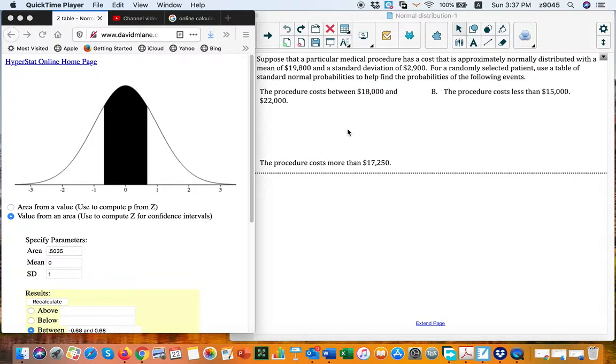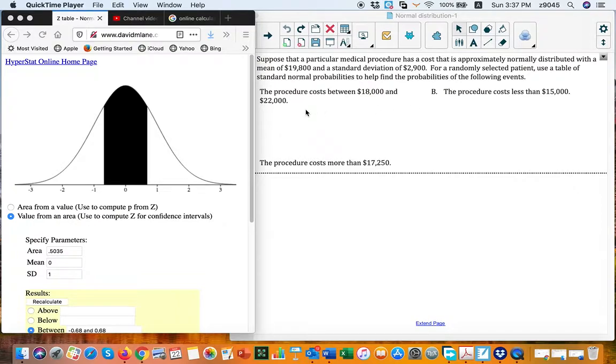To learn about some questions on normal distribution, let's begin with the first question. Suppose that a particular medical procedure has a cost that is approximately normal with a mean of $19,800 and a standard deviation of $2,900. For a randomly selected patient, use the table of standard normal probabilities to find the probabilities for the following events.